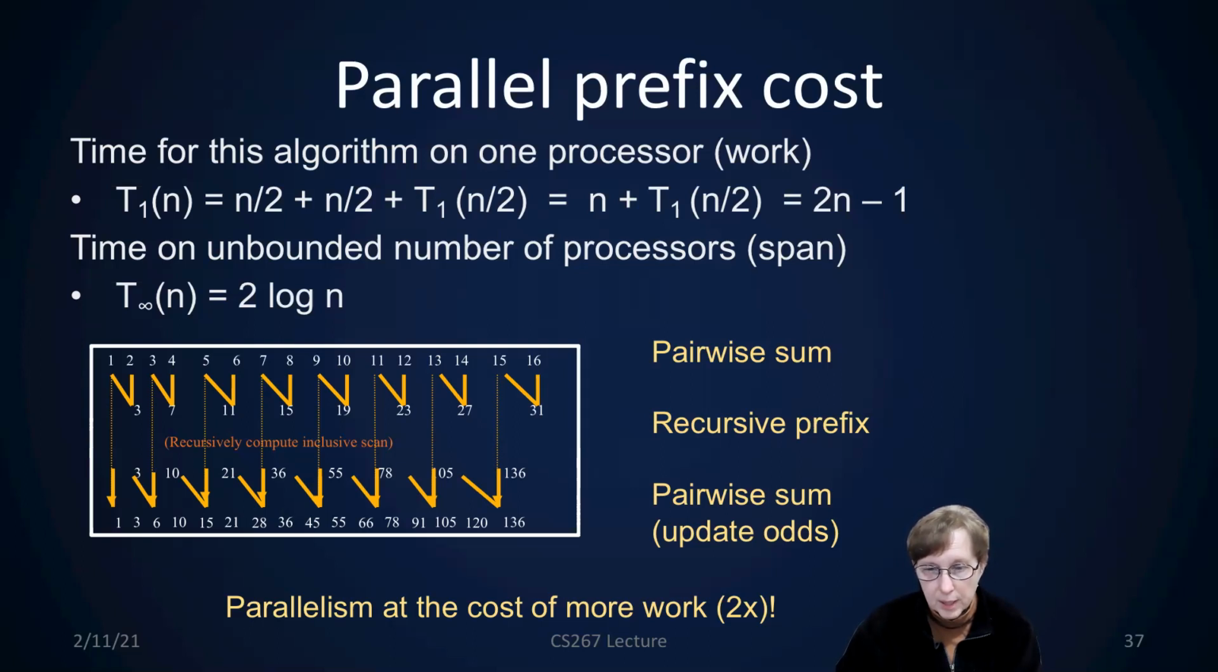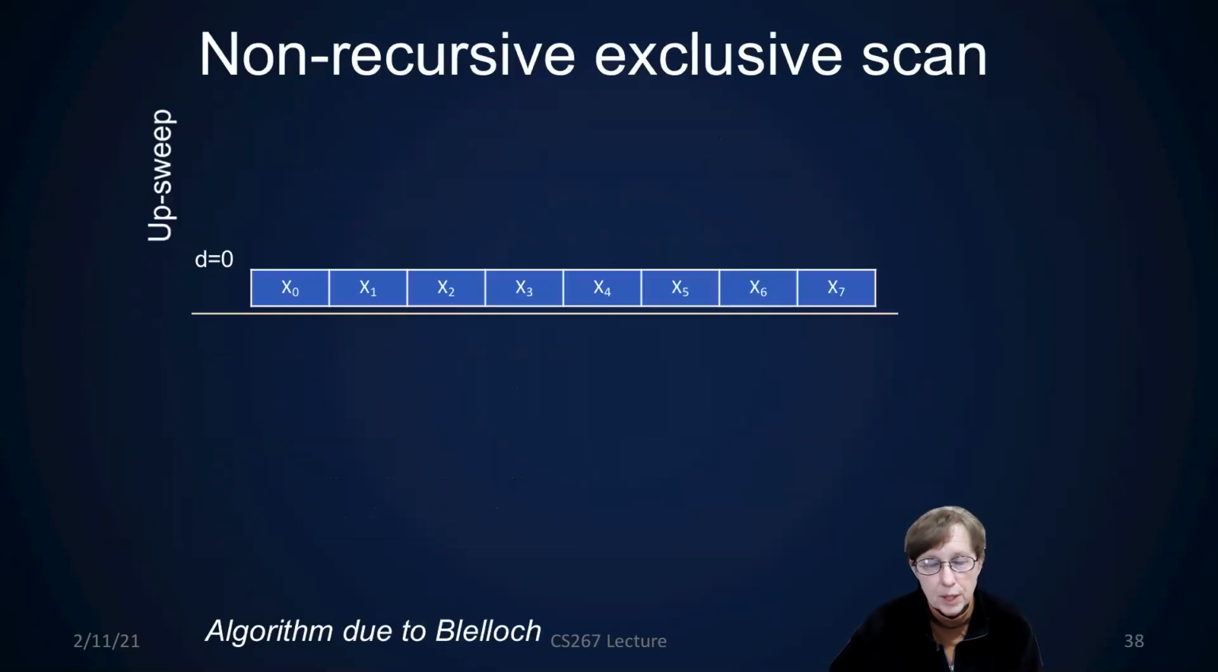So it's good parallelism, and it's actually not a bad algorithm, but it does come with twice as much work. So another question that came up historically in parallel algorithms is, can you do an even better job? And this is the algorithm, by the way, that's often used on GPUs. It is a non-recursive exclusive scan algorithm, and it will also be an in-place algorithm.